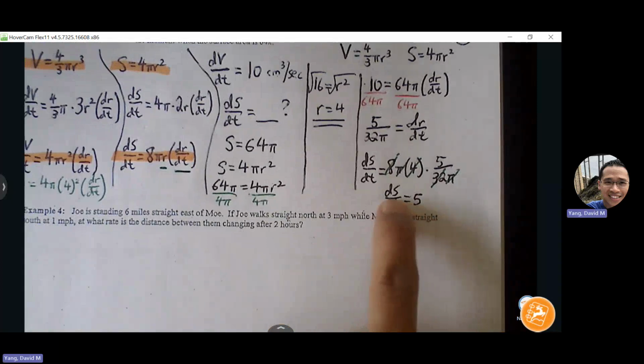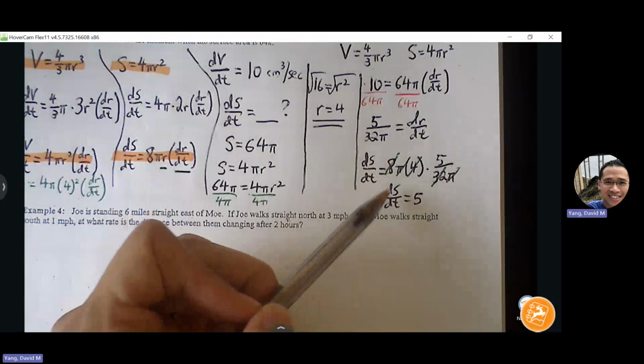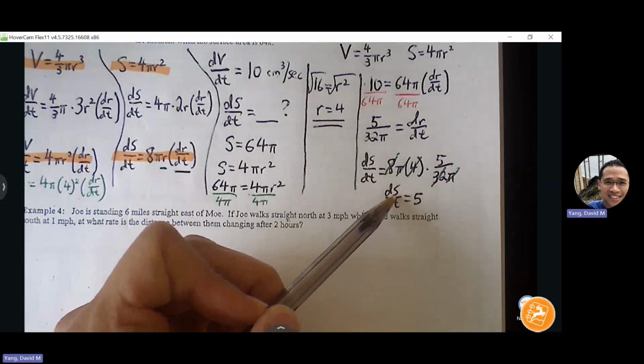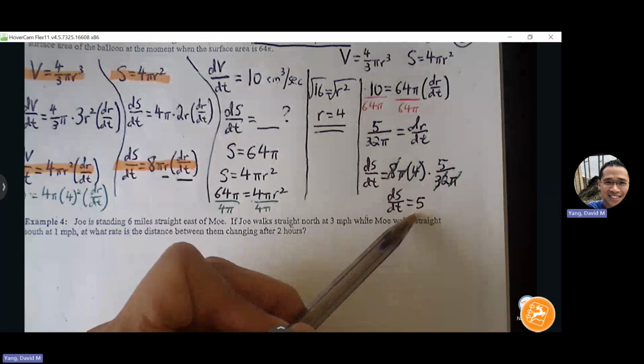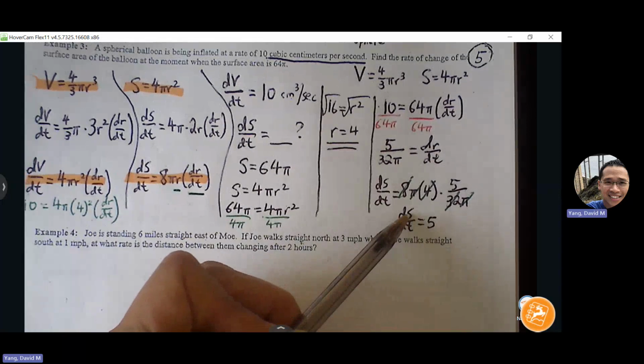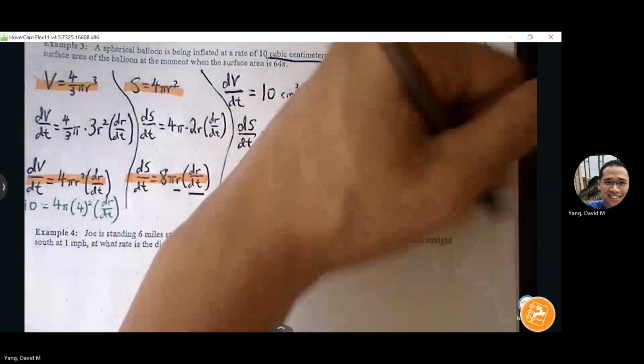What's my unit of measure? Just think about the variables in play here. Surface area, surface area. Keyword is area there. So what's the unit for area? Centimeters squared. Yep, and time is seconds, so centimeters squared per second.